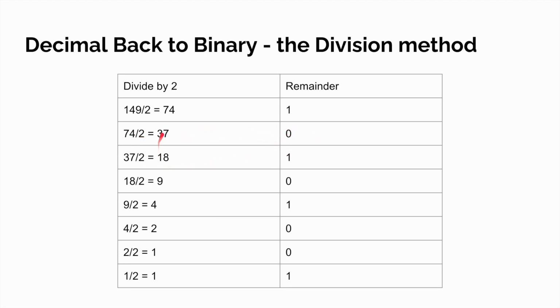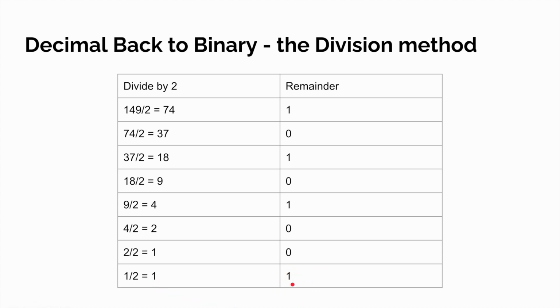0. Then bring down the 37 again, divide it by 2, you get 18 remainder 1. Bring down 18, divide that by 2, you get 9, no remainder there. Then bring down your 9, you've got 9 divided by 2 is 4, with a remainder of 1, write down the remainder. 4 divided by 2 is just 2 with no remainder. 2 divided by 2 is 1 with no remainder. And 1 divided by 2 is 0, but there's a remainder of 1.